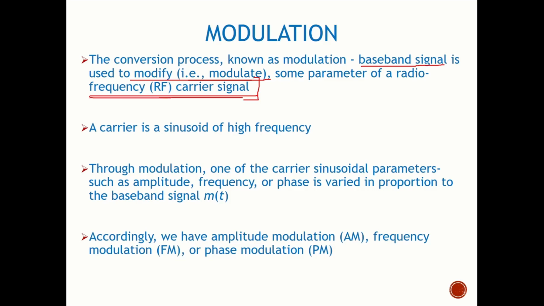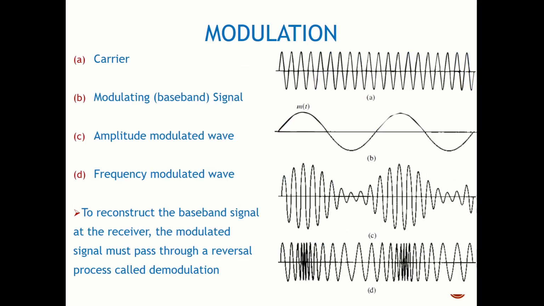So we can either vary the amplitude of the RF carrier by the data, or we can use this data, the baseband signal, to vary the frequency or phase of the RF carrier. Based upon that, we can have AM, FM or PM, the phase modulation, and all these different techniques. This figure gives us a visual representation of different modulation schemes.